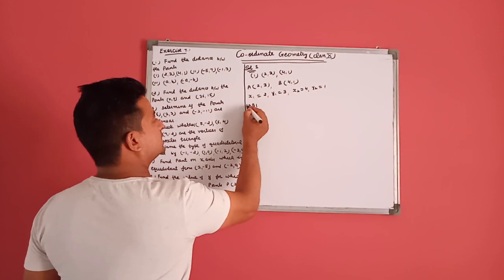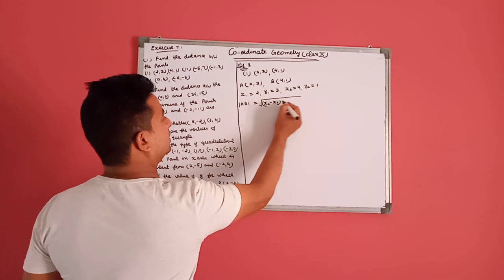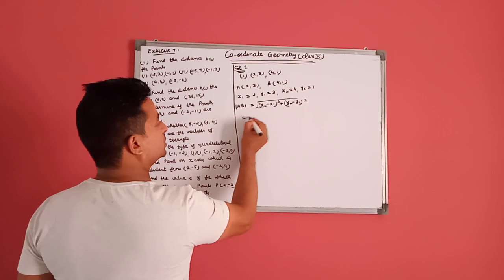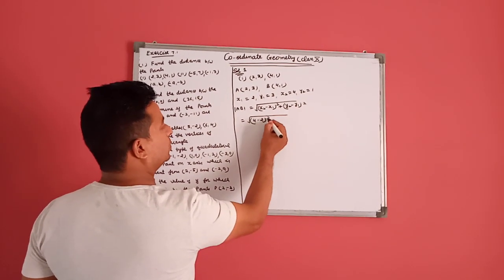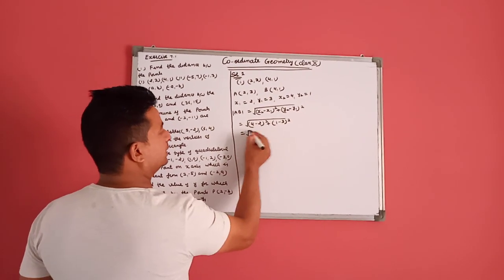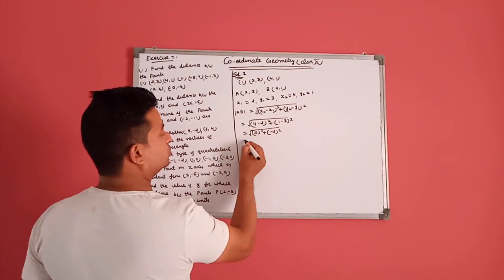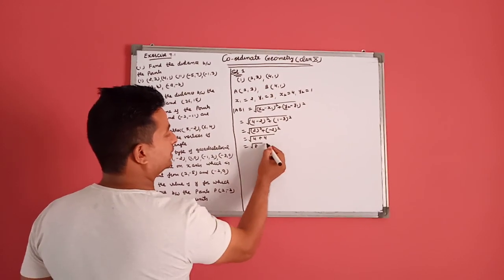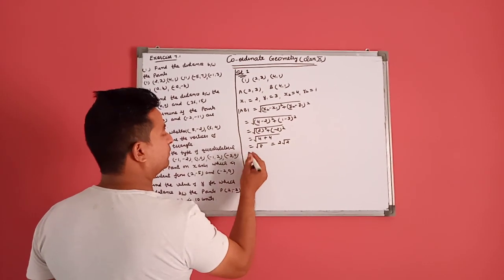As we know, the distance formula is AB equal to the square root of (x2 minus x1) whole square plus (y2 minus y1) whole square. The value of x2 is 4, x1 is 2, y2 is 1 and y1 is 3. This means 2 whole square plus minus 2 whole square, which is 4 plus 4 equals 8. The square root of 8 is 2 square root of 2. This is the answer of the first part.